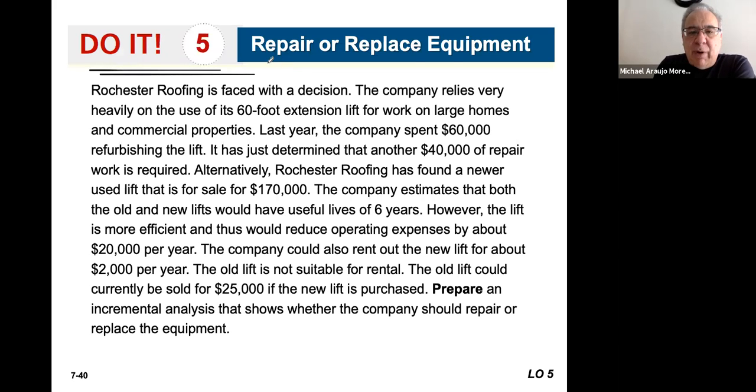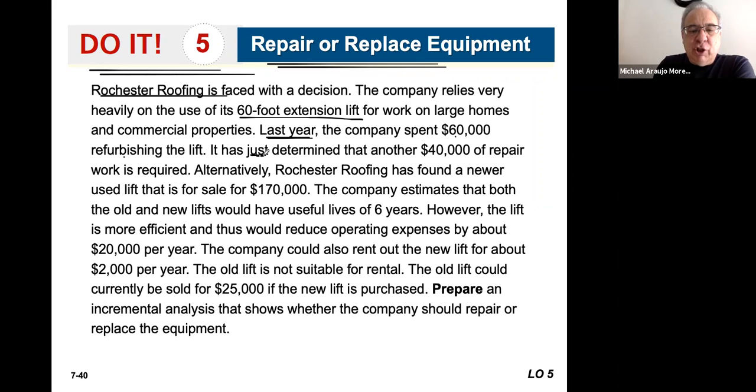And again, it's about repairing or replacing. So let's find out about Rochester Roofing. They rely very heavily on a 60-foot extension lift to work on large homes and commercial properties. Okay. Last year, which should be a hint, the company spent $60,000 to refurbish the lift.